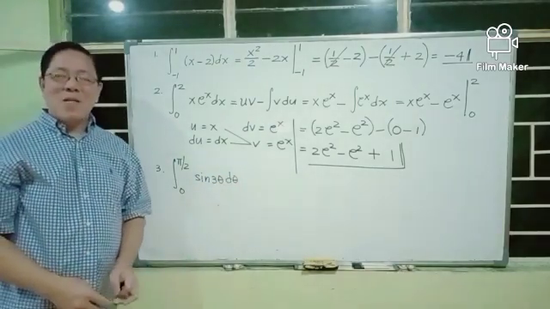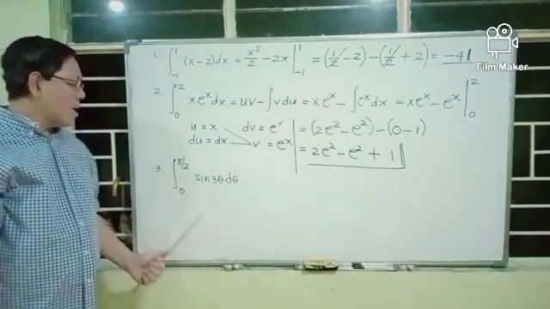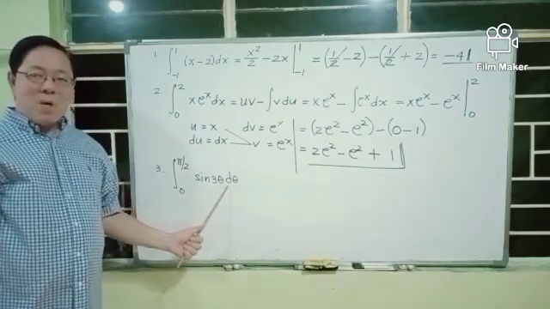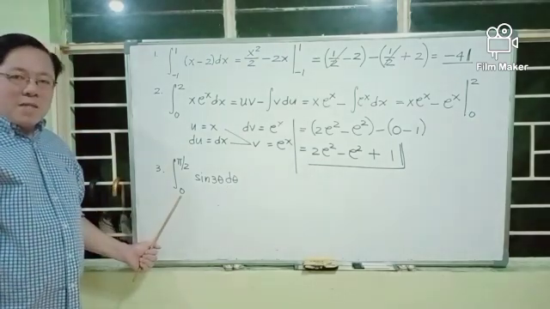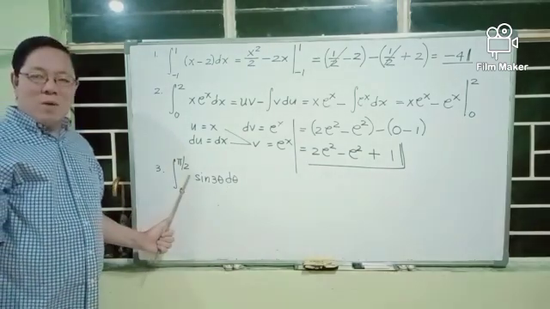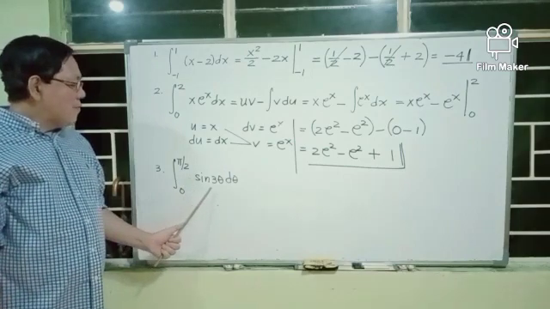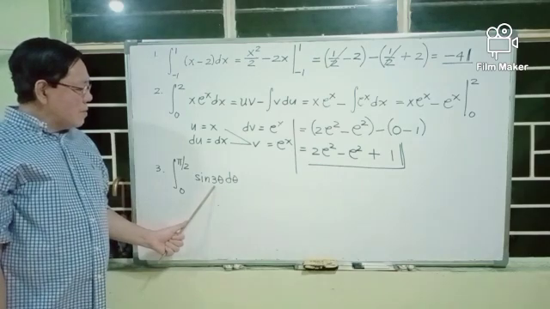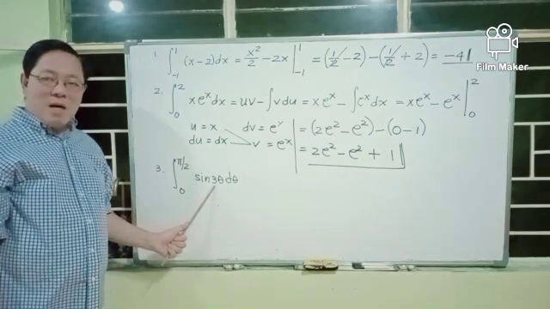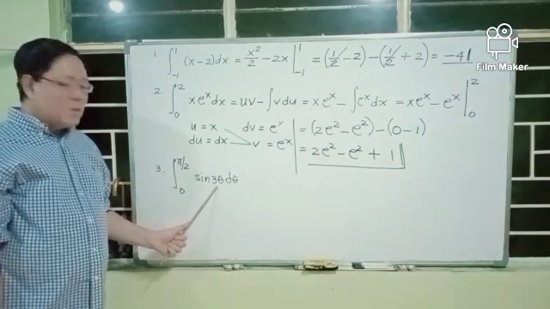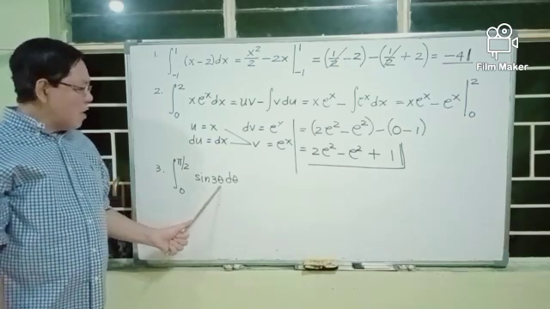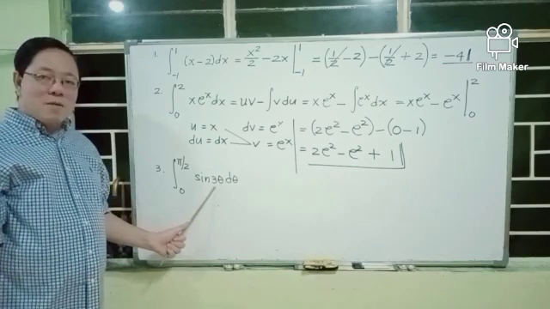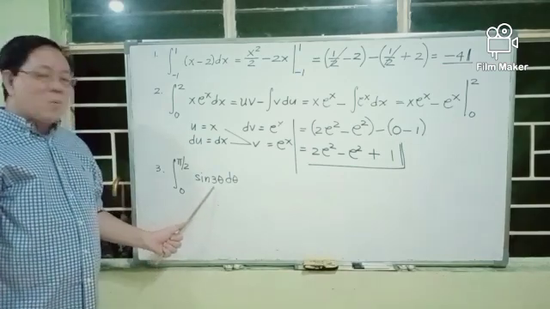For our example 3, consider the following definite integral, the integral of sine 3 theta d theta to be evaluated from theta equals 0 to theta equals pi over 2. First, we have to convert the given integrand with an angle whose coefficient is 1. The coefficient of the angle here, the variable angle here, theta, is 3. So we let u equals 3 theta.